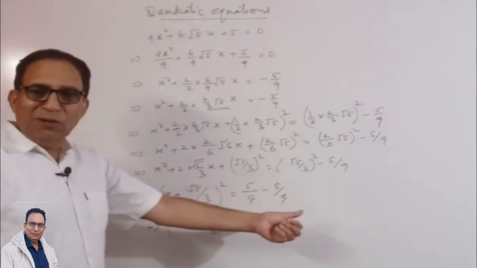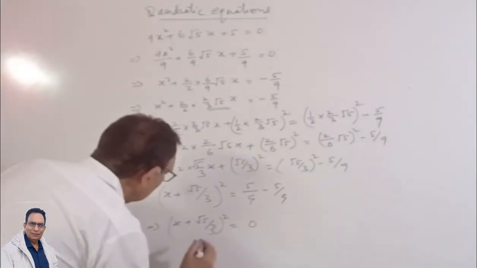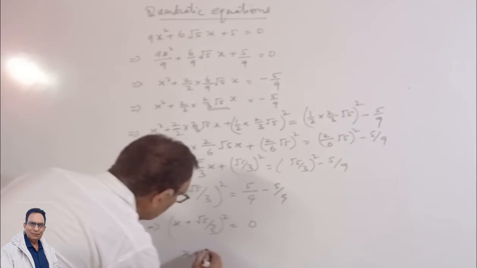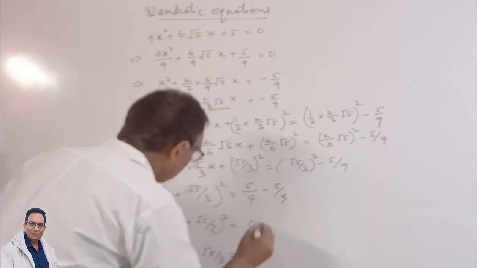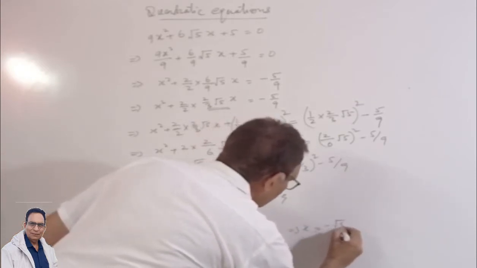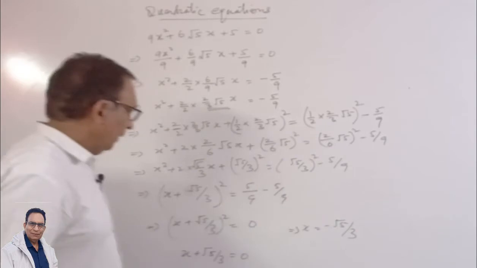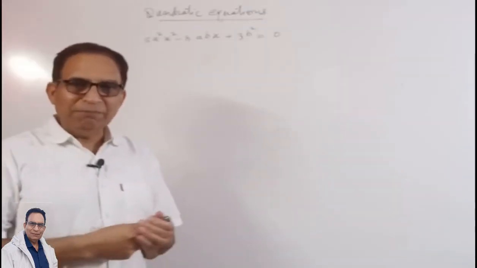Take radical on either side. Radical of 0 is 0 itself. So you'll be writing what? x plus radical 5 over 3 is equal to 0. And then x is getting the value minus radical 5 over 3. I hope it is clear. For the practice, let us take one more example.